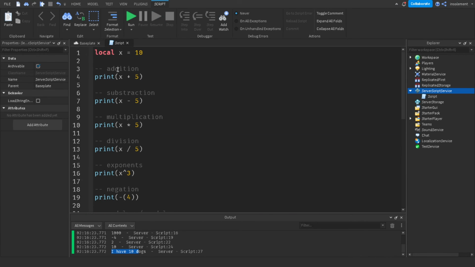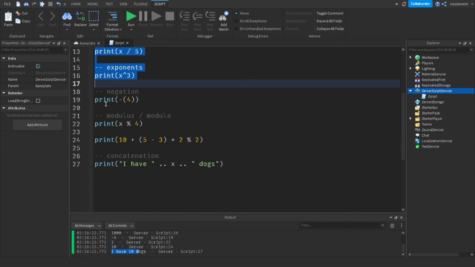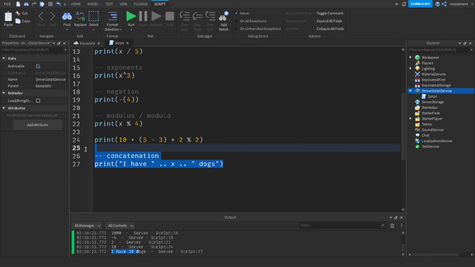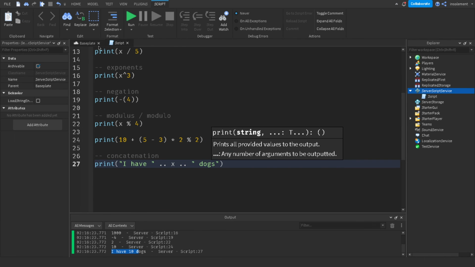So this wraps up arithmetic operators and modulus modulo, the order of operations that apply when you have multiple operators in the same line, and concatenation when you combine 2 data types together, right?